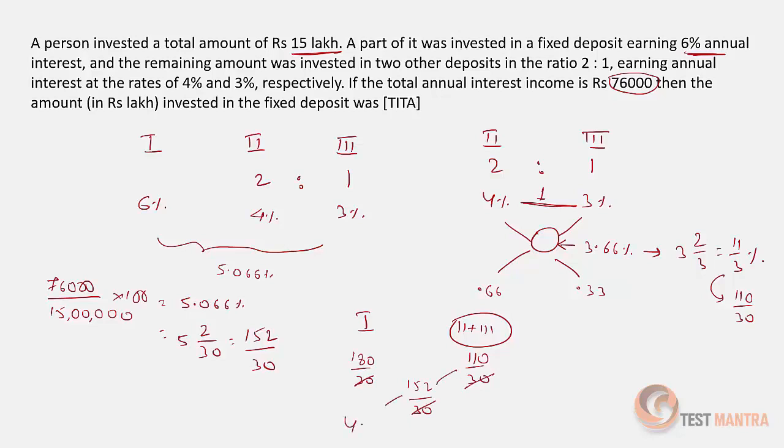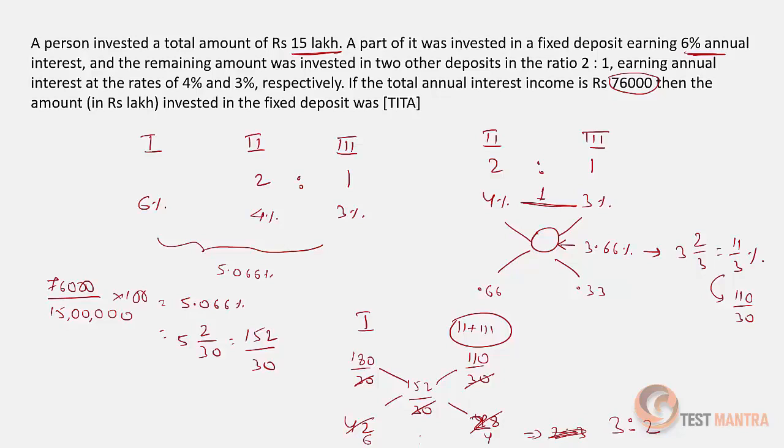This difference is 42 and this difference is how much? Not 48, it's 28. That means it's further in the ratio of 6:4, or else 3:2. So one and the other combined is in the ratio of 3:2.